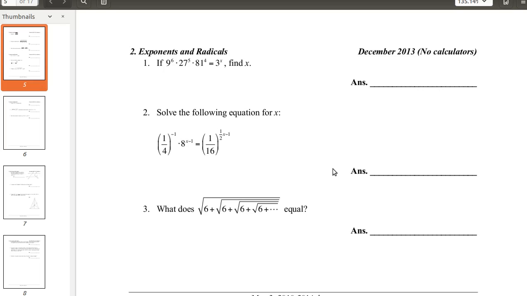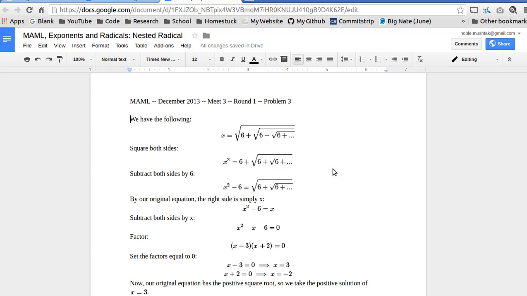Well, what you have to realize is that this is an expression that we're trying to solve the value for. So there's no equal sign, but you have to make it an equation, which is why we say x equals the square root of 6 plus the square root of 6 plus the square root of 6 plus dot dot dot. And we just want to simplify things. We just want to see where things go. So first, square both sides.